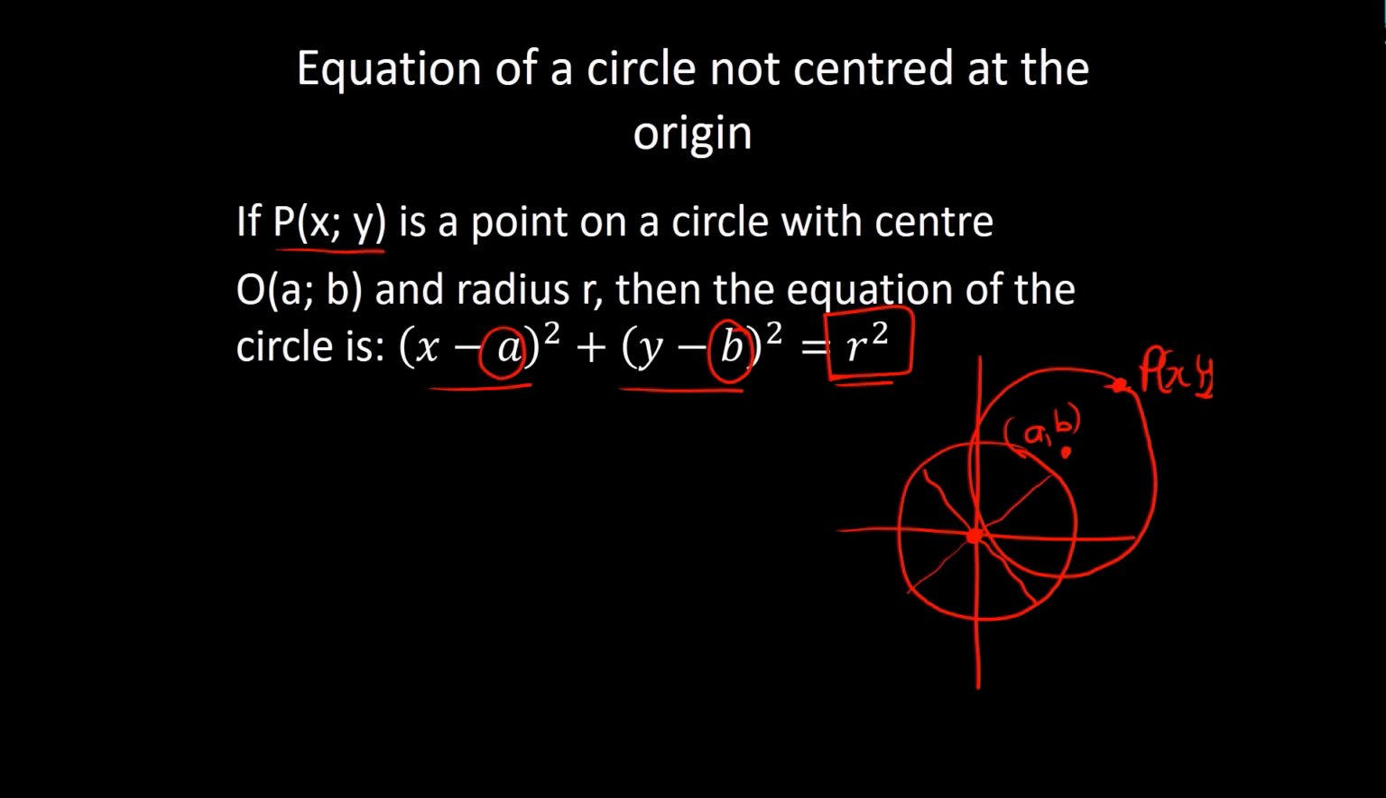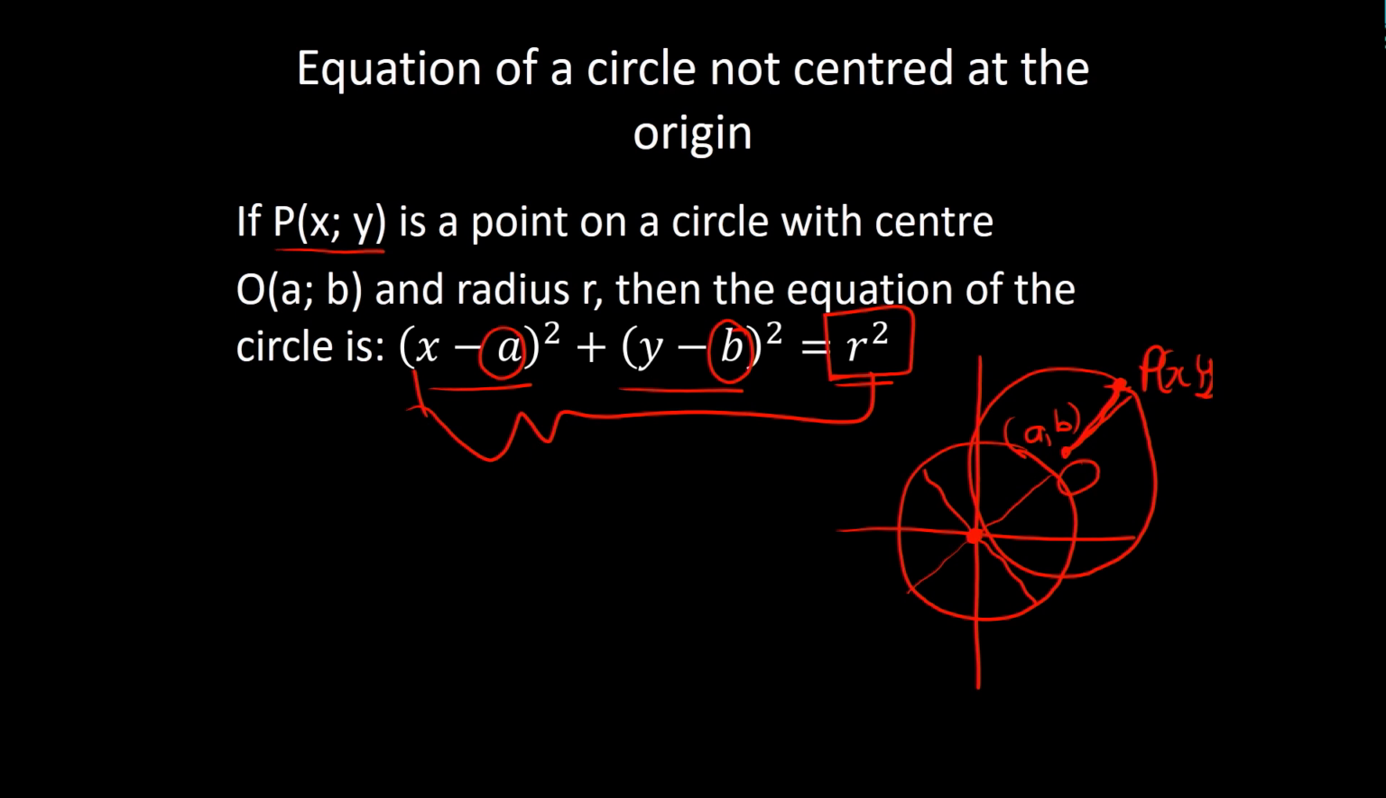Now, you can certainly derive this and show how we get to this equation. You don't need to know how to do it for exam purposes, but it's really very simple, because if we just use the distance formula and find the distance between O and point P, you will get that the length of the radius squared would be (x minus a) squared plus (y minus b) squared is equal to r squared. It's just a simple application of the distance formula.